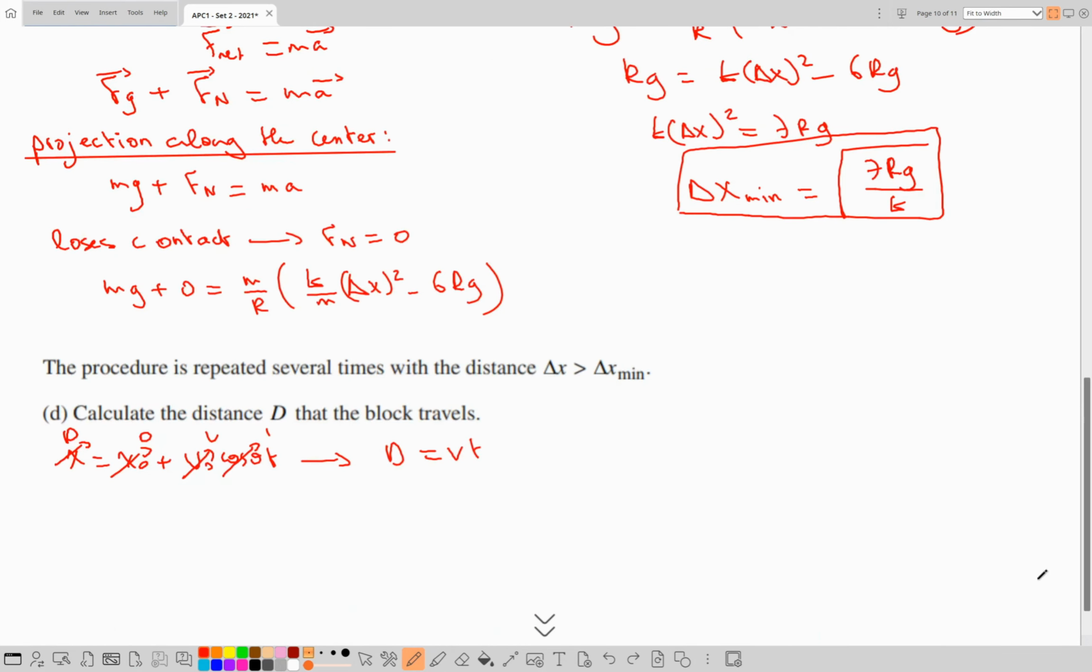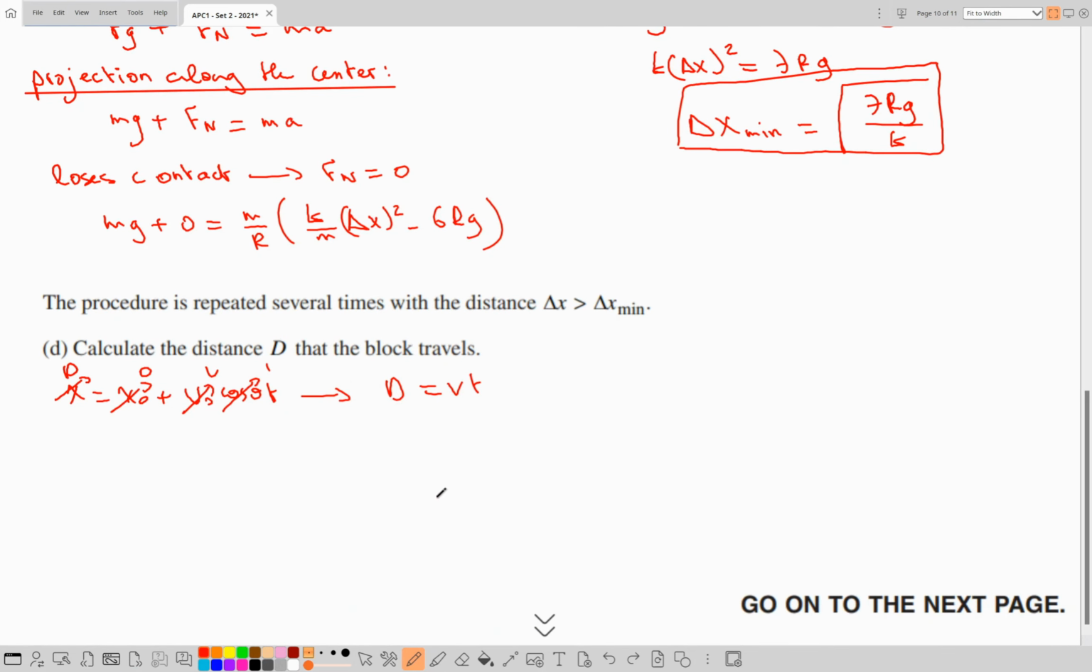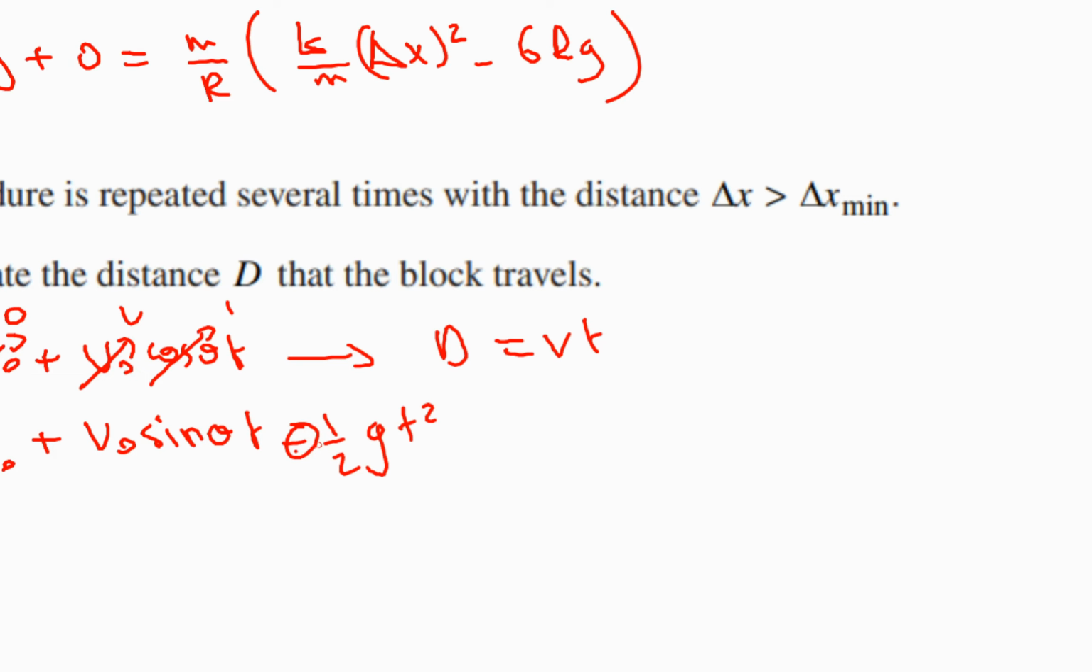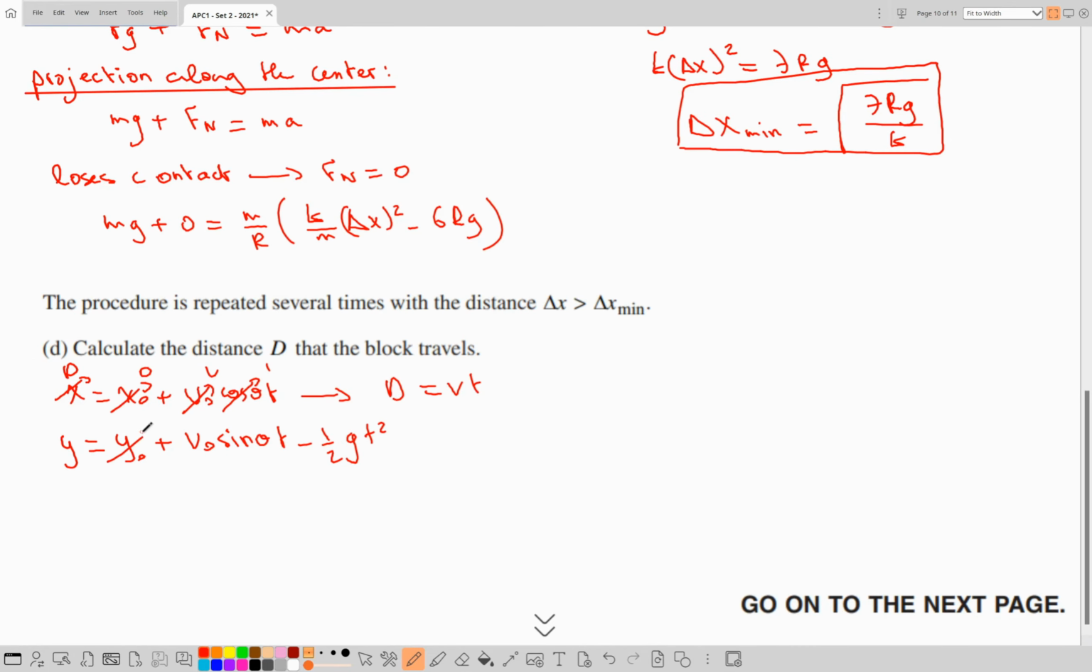Now in order to get t, we should refer to the vertical position, which is given by y is y0 plus v0 sine theta t minus half gt square. Now here, why do we have a minus sign? Because we're always considering the positive direction to be up. The origin is set on the launching point. That term would be 0 because sine theta is 0.